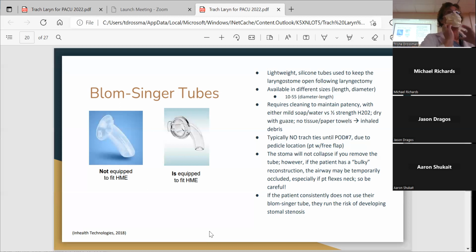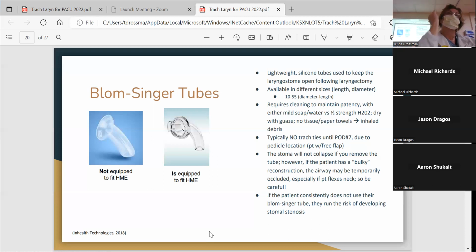And some of our patients have super bulky, short necks, and now it's all swollen, so there's just not a lot of room. Some patients, as soon as that Blom-Singer comes out, will occlude right away. We've had a few of those. In that case, sometimes we've sutured the Blom-Singer in place instead of using trach ties, because ties do affect the pedicle. But basically, the point of this Blom-Singer is to hold up that muscle or bulkiness, or double chin, and keep it from collapsing onto the airway.